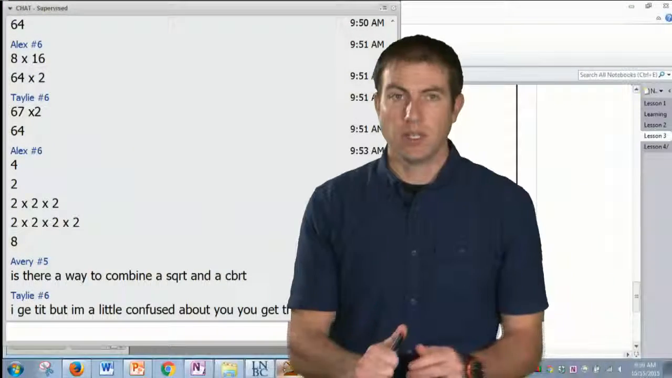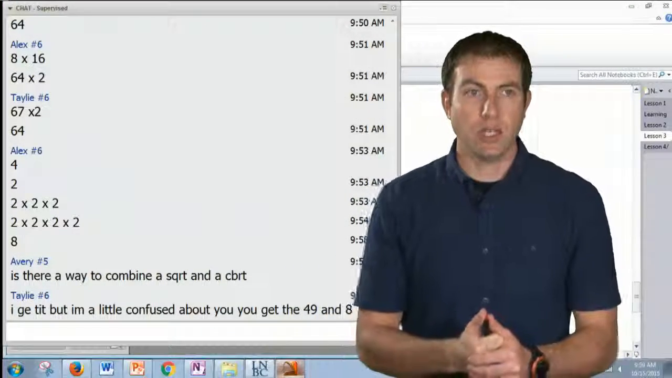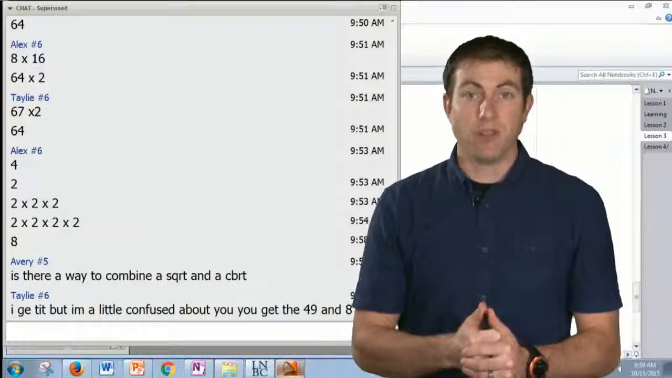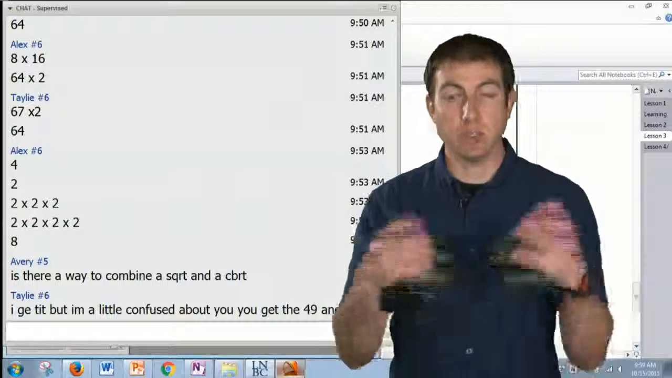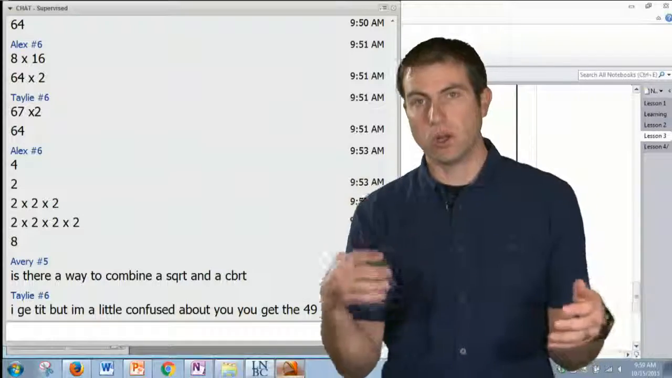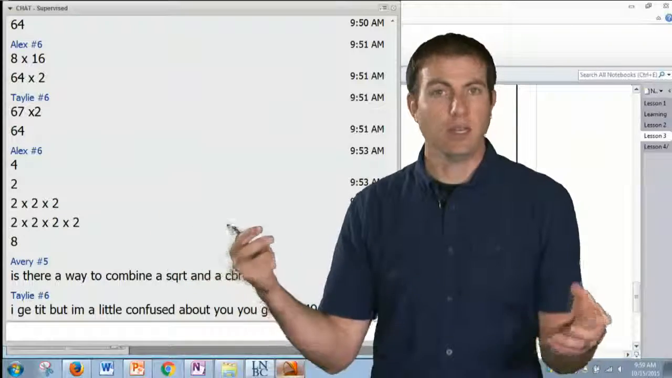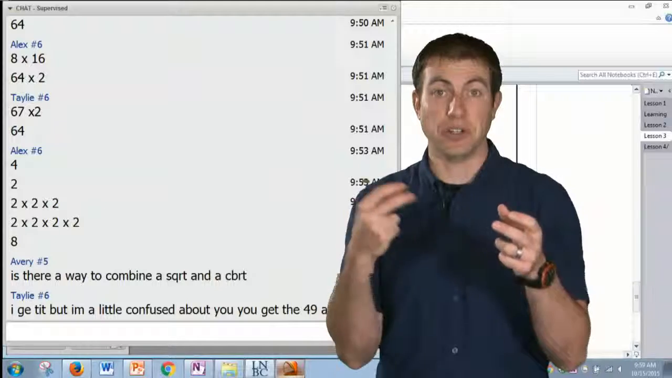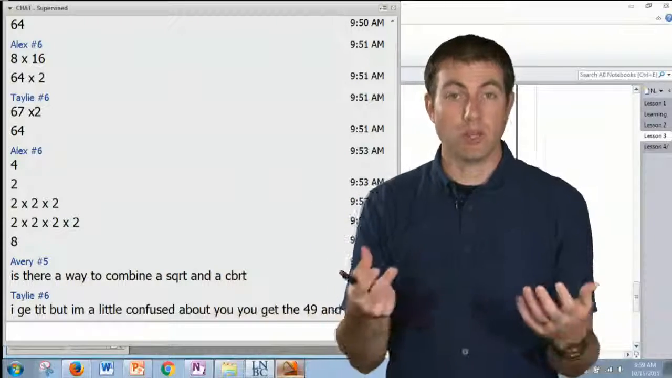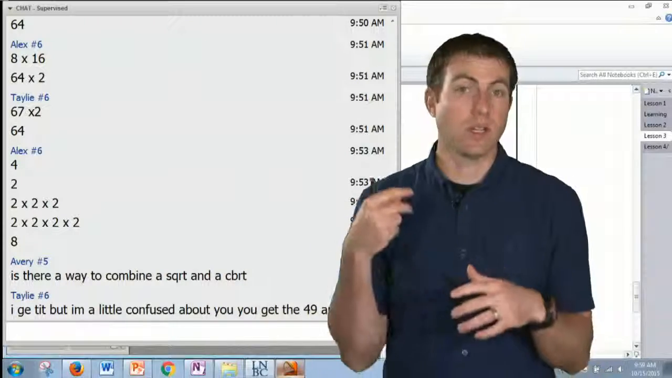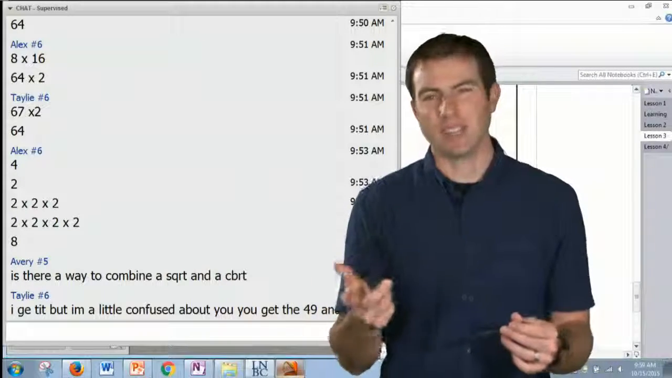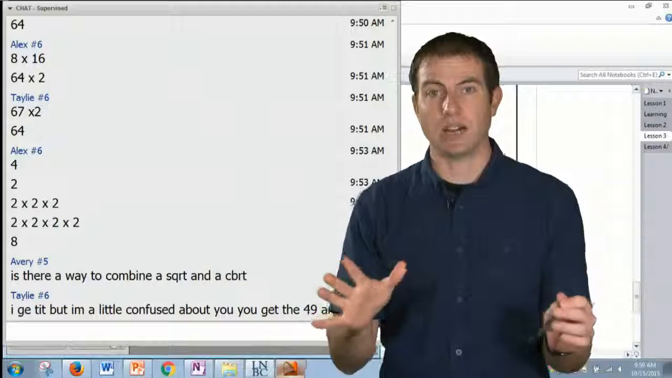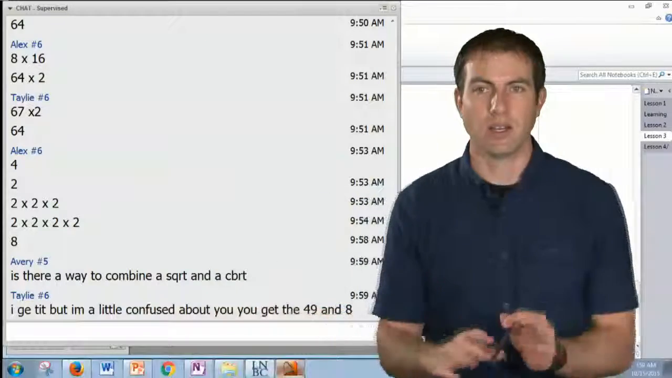Excellent question, Avery. Is there any way to combine a square root and a cube root? No. They're different things. It'd be like if you had x's and y's. If it said simplify and you had 7x plus 2y plus 3x plus 2y, you can't combine your x's and y's together. They're different things. Same thing with the cube roots and square roots. We're not going to combine them together. I say that, but we will actually eventually combine them, but not right now. So no combining them together.